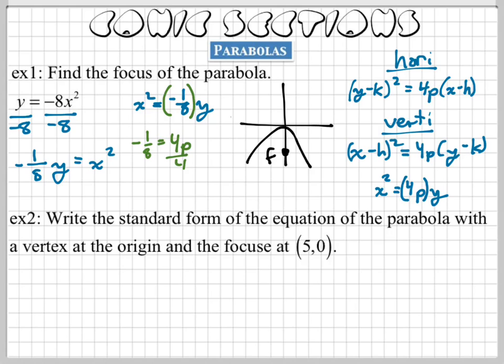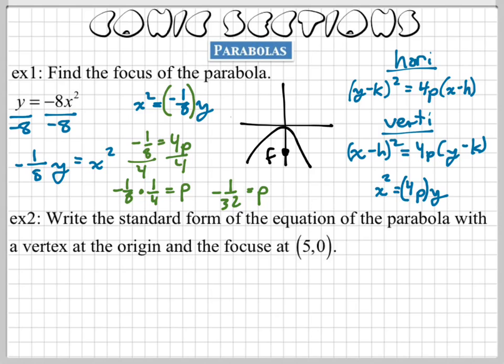Well, you just have to divide by 4, use some algebra. Divide this by 4. Negative 1 over 8 divided by 4 is the same as multiplying it by 1/4. That equals p. So p equals negative 1 over 32.